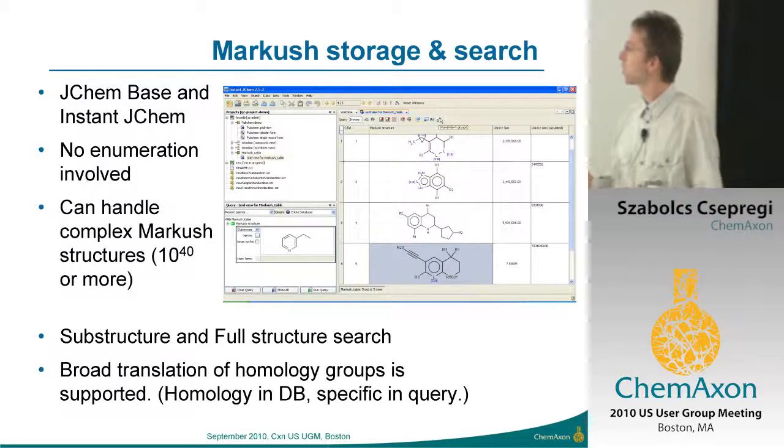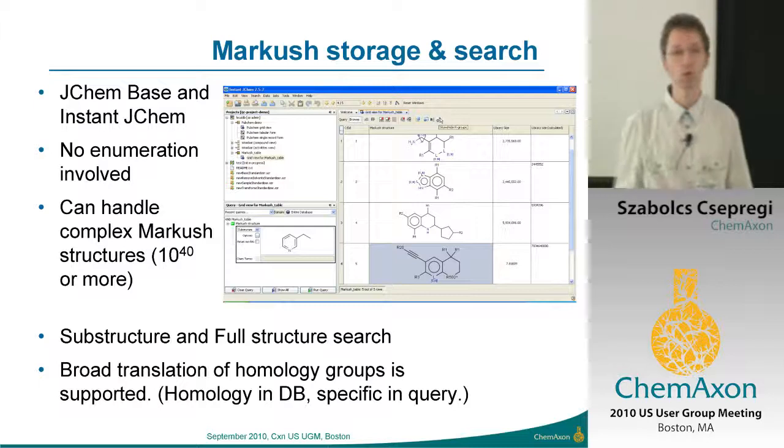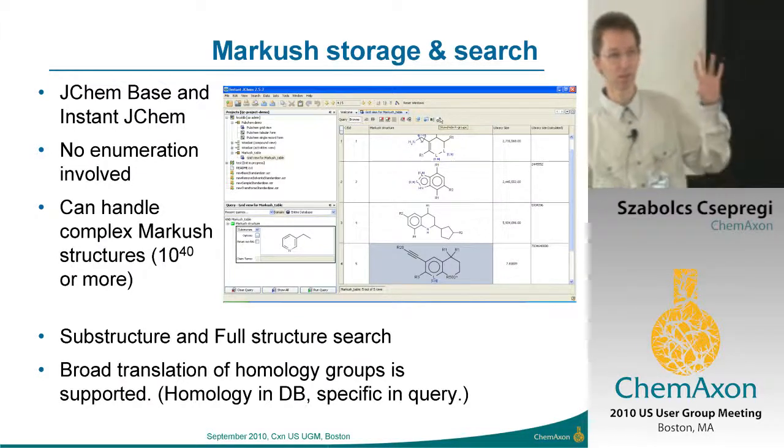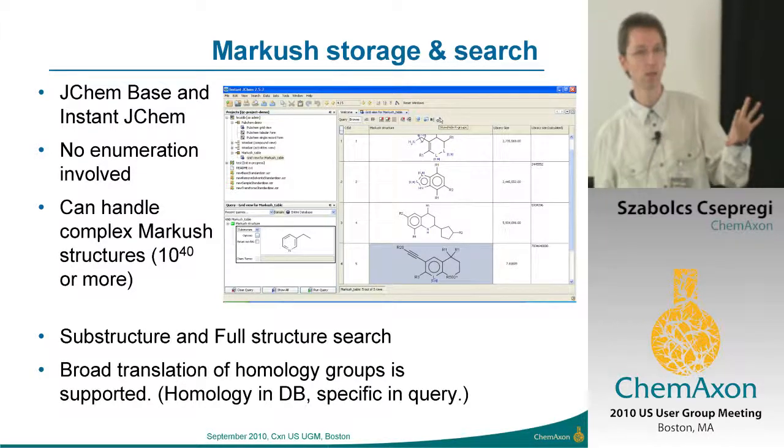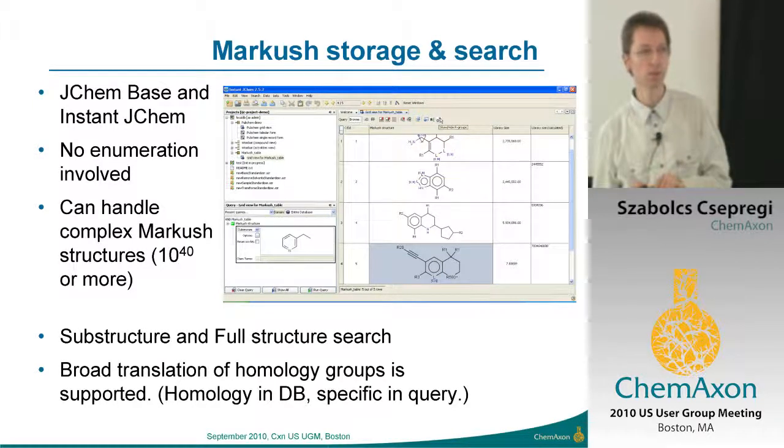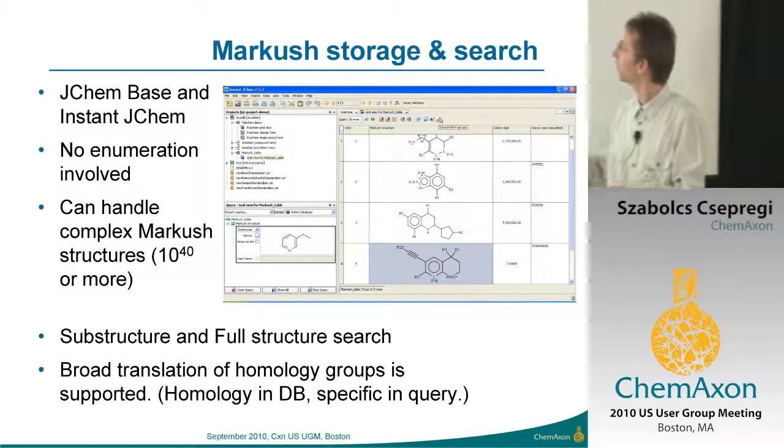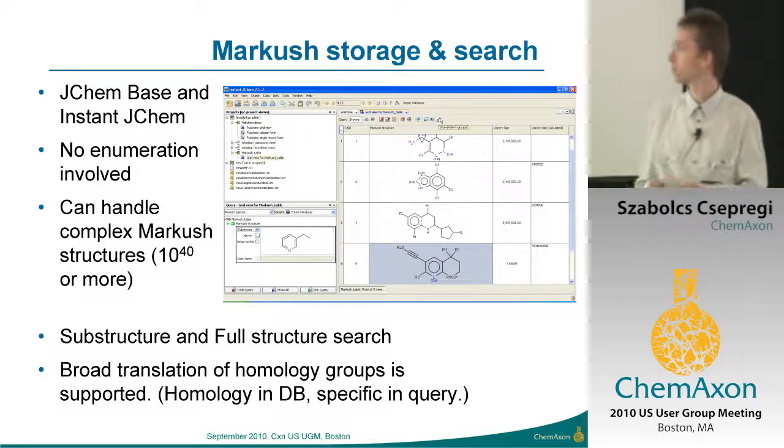And during the searching, we do a broad translation of homology groups. It means that specific substructures in the query can match these homology groups in the database, so alkyl, aryl, and so on.